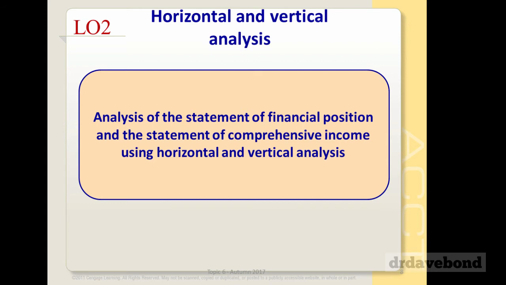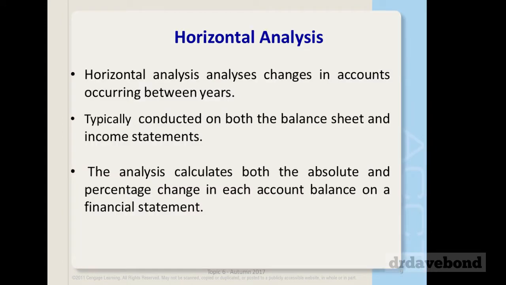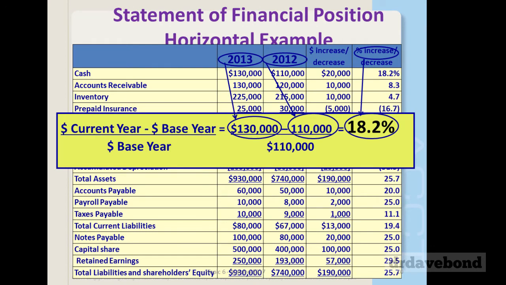Right, horizontal and vertical. Horizontal, over time. Two numbers that we want to calculate for each line item in there. We want to calculate the absolute difference. So we can see here that for cash we have a $20,000 absolute change. And we also want to calculate a percentage change, which is that absolute change over the early year. The early year is the benchmark.